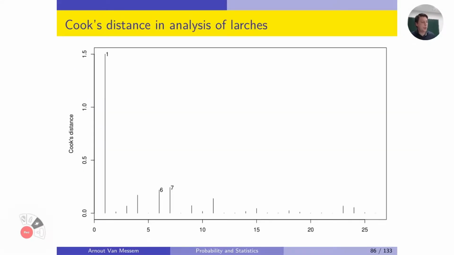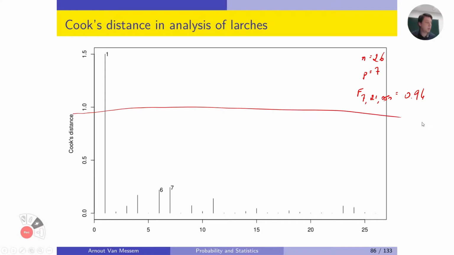So if we go back to our example, we know n is 26, p is 7, so my F distribution is one with 7 and 21 degrees of freedom. If we then look for the 50% percentile, the value we get is 0.94. So we compare to this value. If we calculate Cook's distances for all these values, we see that only the first one is above the value of 0.94. So the first observation is not only outlying in the x direction, but also has a large influence on the model.